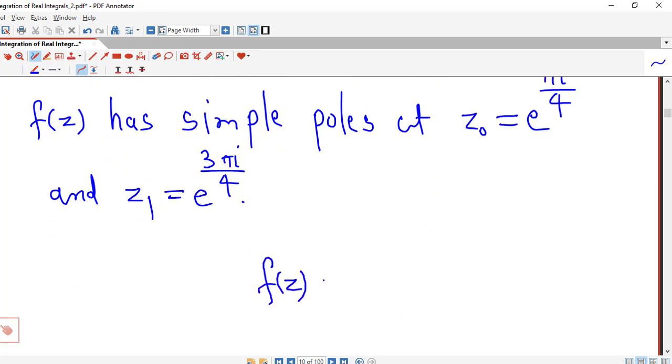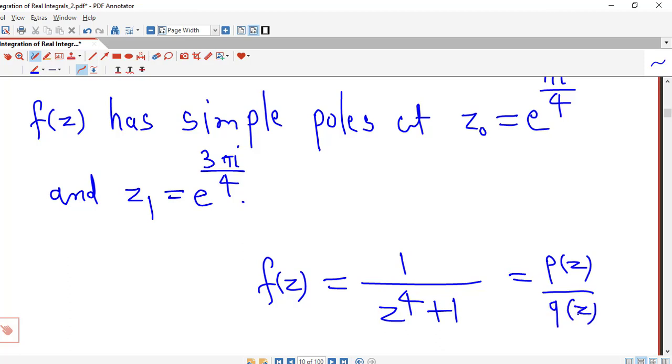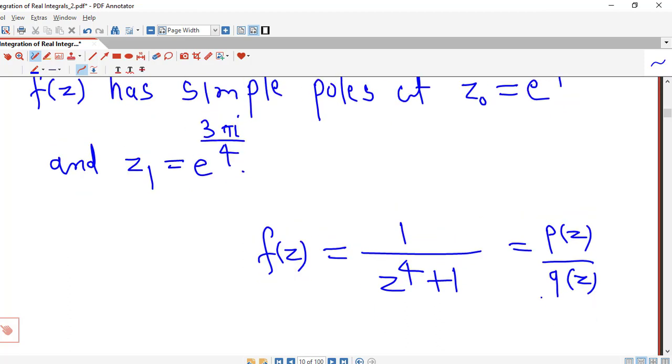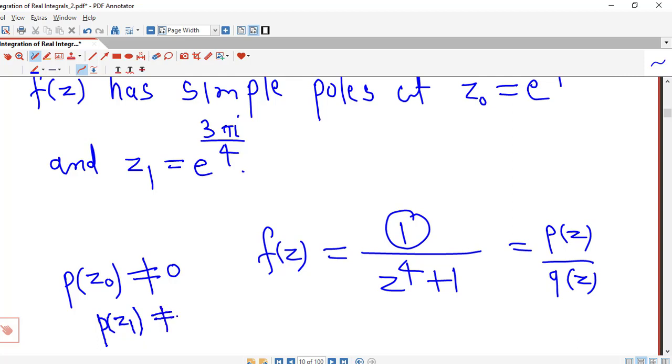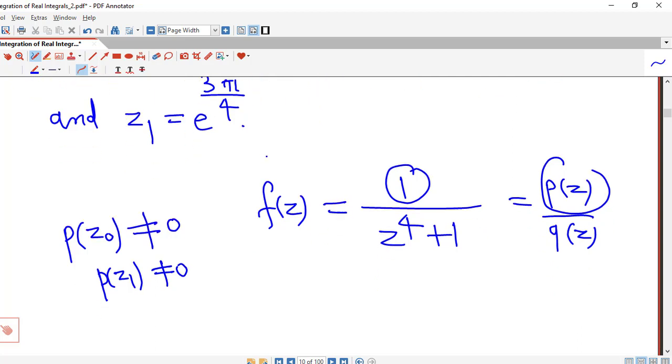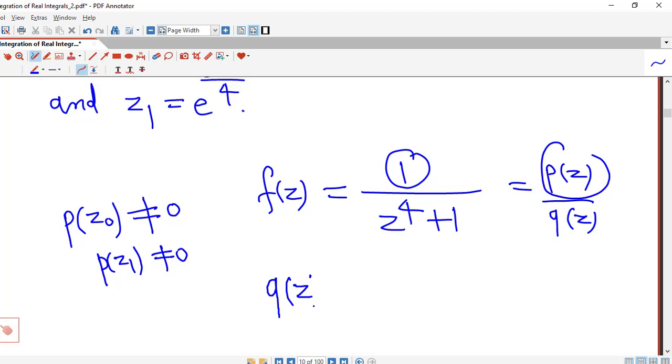Here our f of z is 1 over z raised to 4 plus 1. So if we compare with p by q, we have p of z equal to 1 and q of z equal to z raised to 4 plus 1. So p of z is a constant function, so we can see p of z0 is non-zero, and similarly p of z1 is also non-zero. The value of p at z0 and z1 both is non-zero. Now q of z is z raised to 4 plus 1.